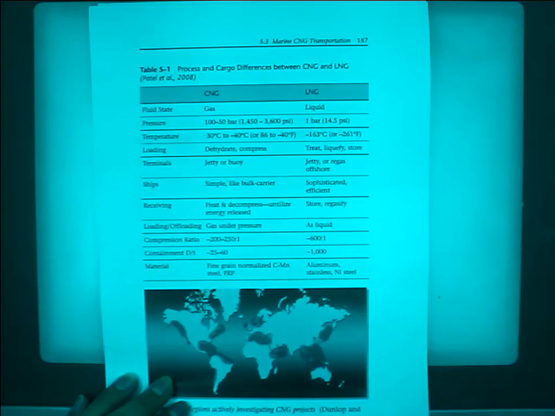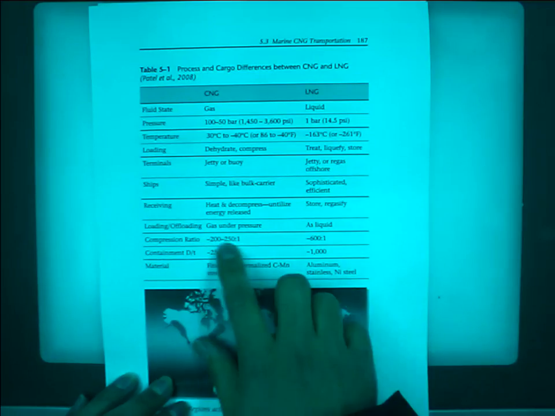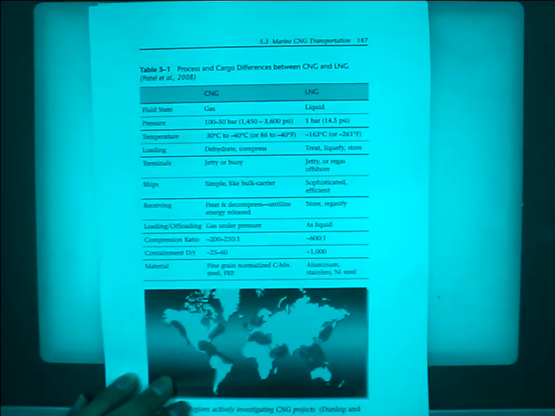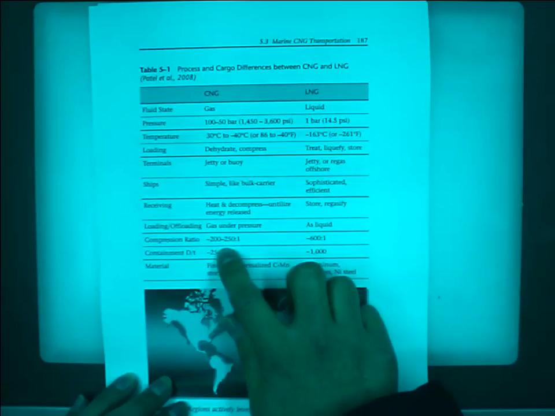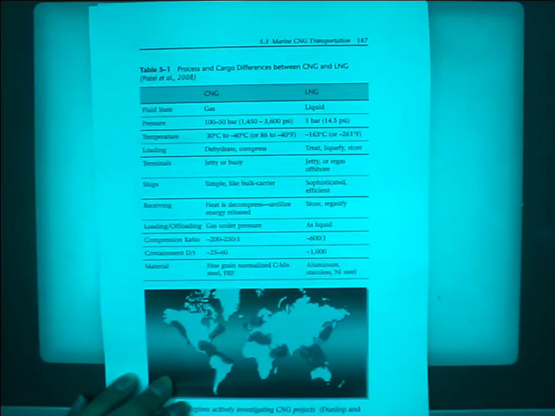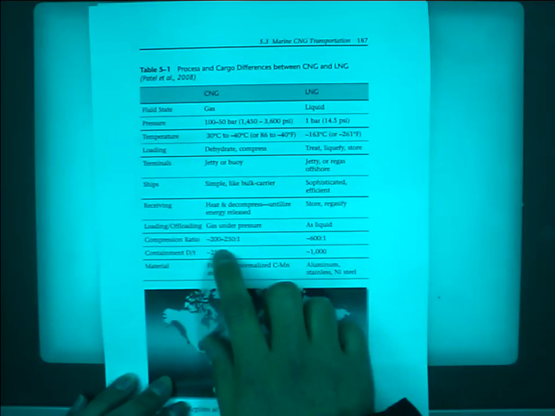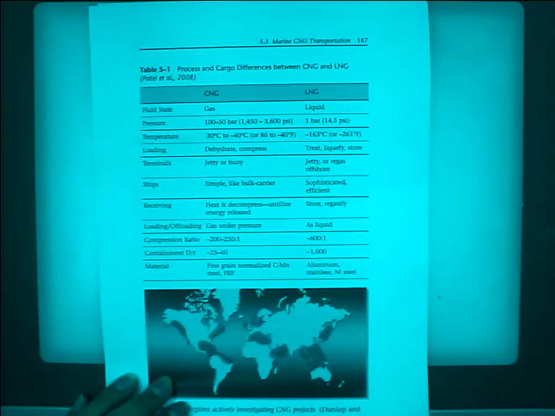Okay? Which is 200 and 250 is bar. Well, it is a ratio. So normally ratios don't have units. So it's, let's say if you have 1 bar, then you will end up to 250 bar. But it will depend on the units that you have. Okay, so it will be 250 times the initial pressure that the fluid had at the beginning.